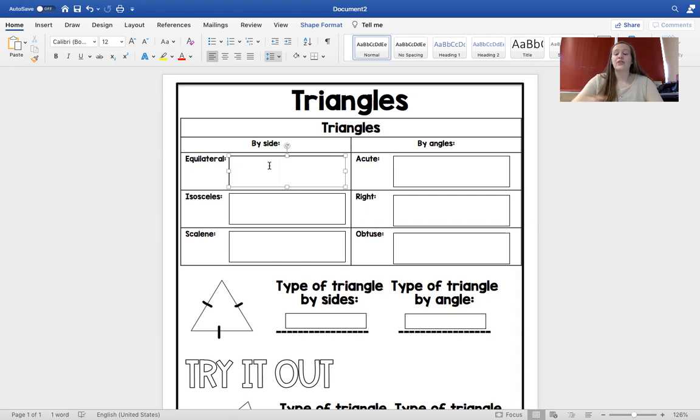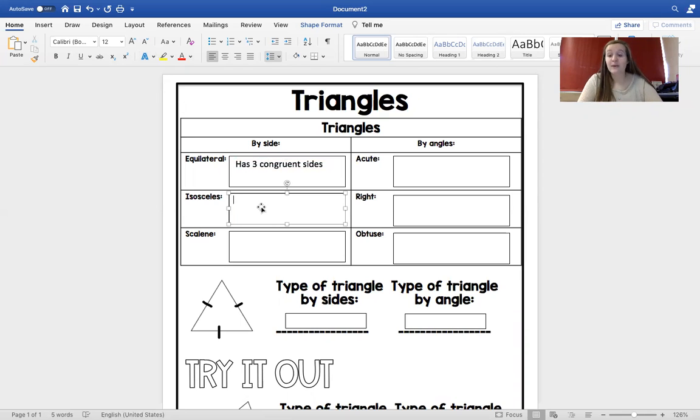There are three types of triangles when you're talking about the side lengths. The first is an equilateral triangle. An equilateral triangle has three congruent sides. The word congruent means same, and so that means it has three sides that are the same length.